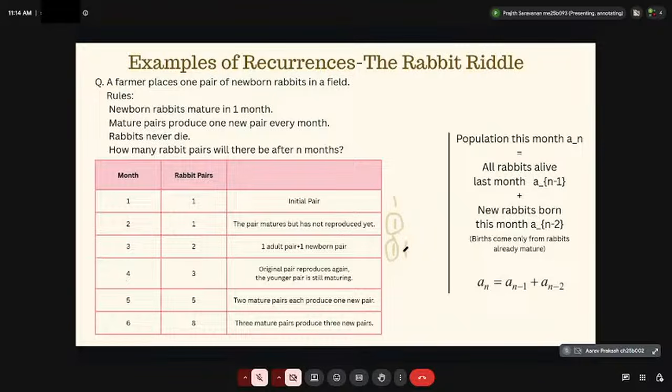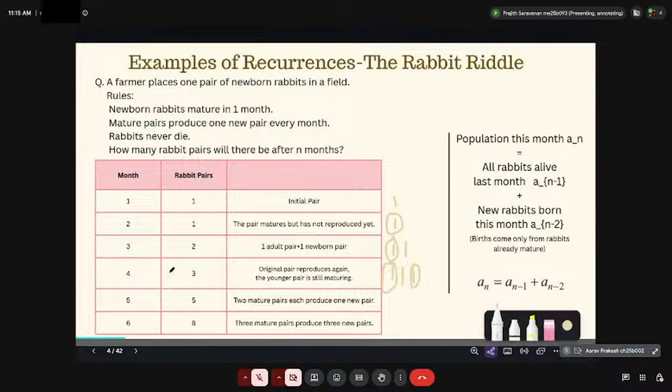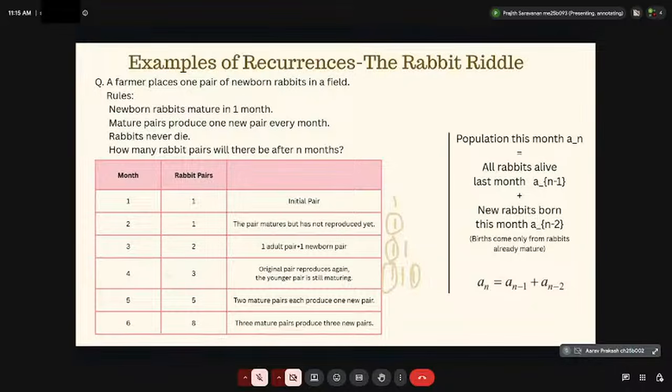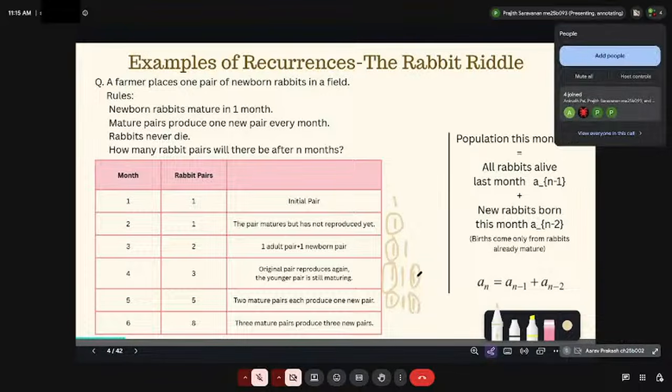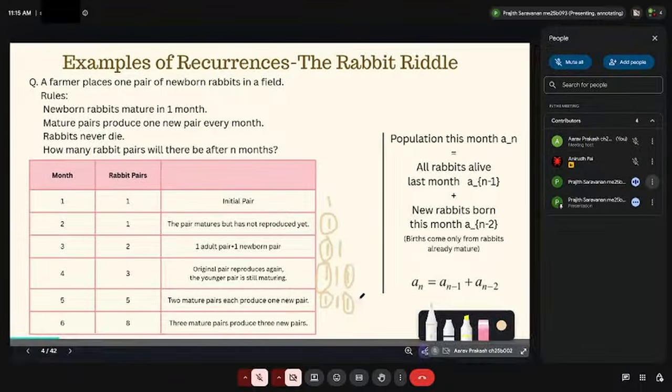In the next month, this original pair will remain as is and it'll reproduce once again, because in every month the same pair will always reproduce. So there'll be one more offspring. Now this pair would have matured, so I'm circling that. So there'll be three pairs at the end of month four. Then at the end of month five, this matured pair will give an offspring. So there'll be two. Next, this pair will mature now. And then this matured pair will again reproduce.